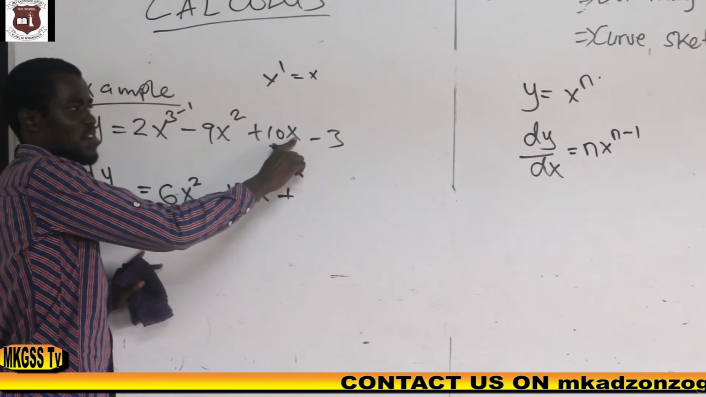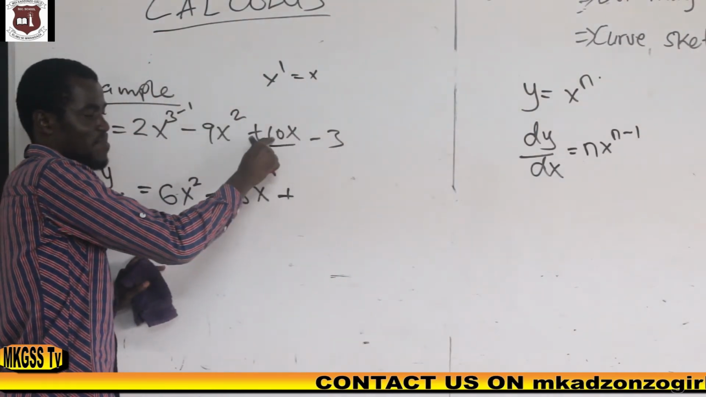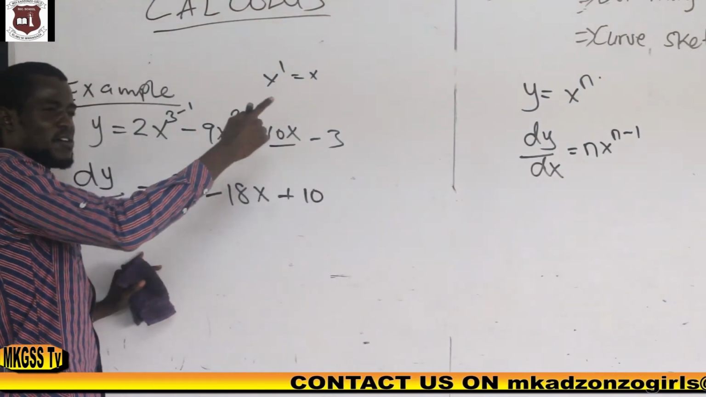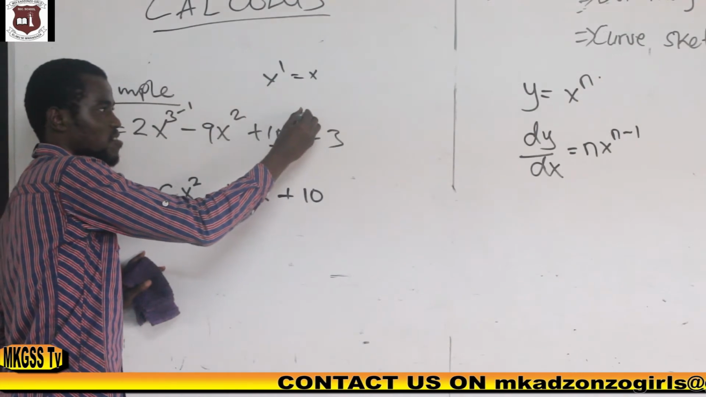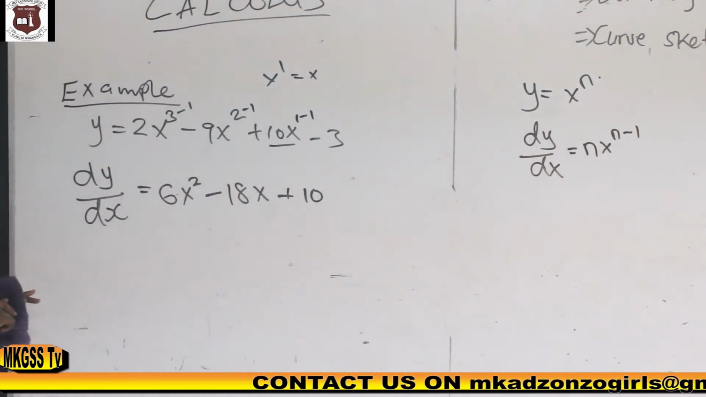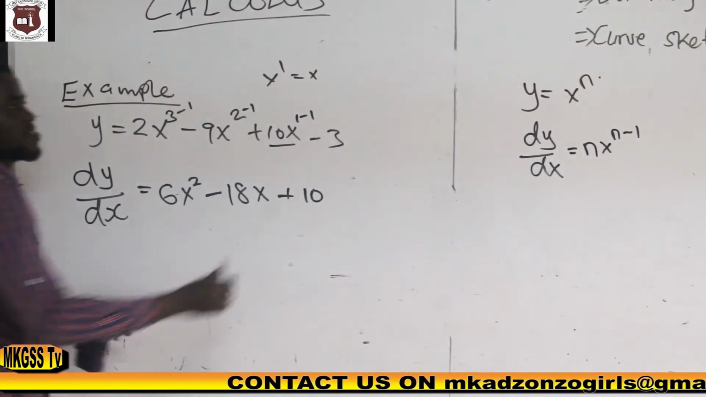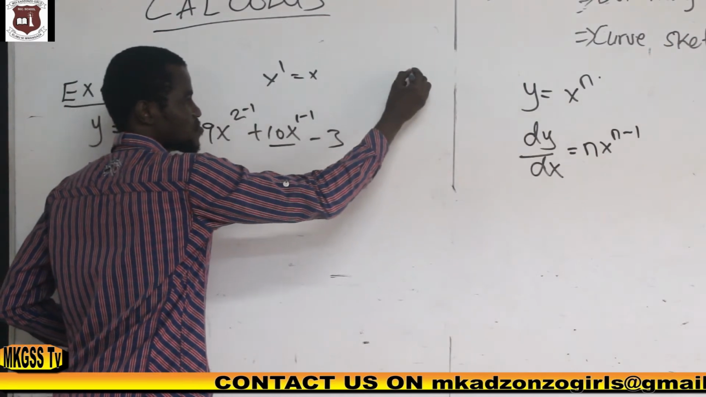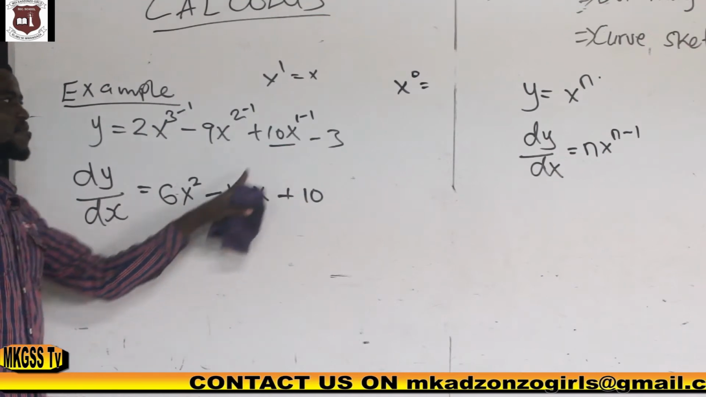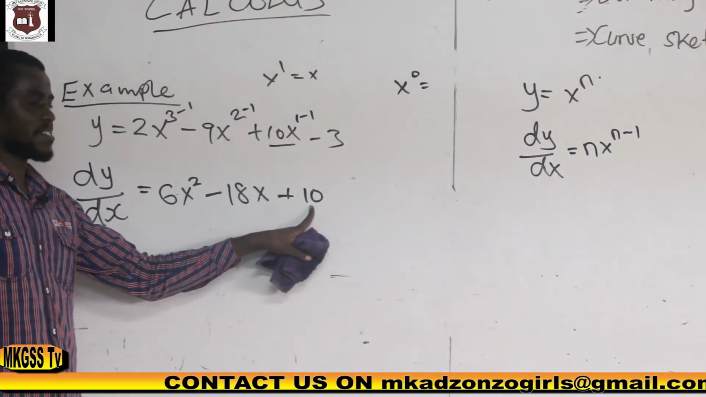In this case, the power of x is what? 1. It means that 1 multiplies 10. Therefore, I will have... Then I go back to the power of x. I reduce it by what? I reduce it by 1. It means the end result of the power of x will be 0. It means it will now be x raised to 0, and we all know that any number raised to 0 is 1. Therefore, in this term, I will end up with 10.